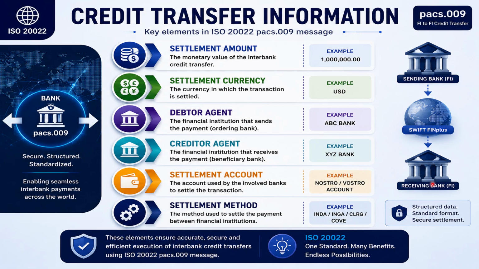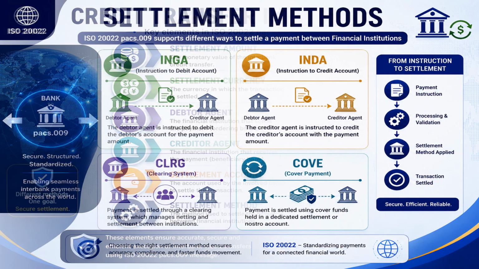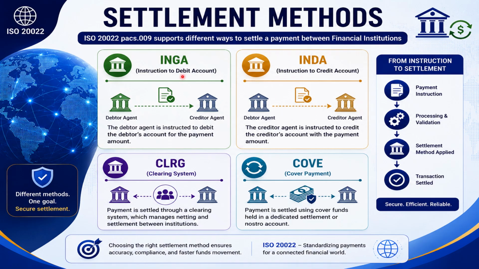PACS009 supports different settlement methods. INDA means settlement through the instructing agent. INGA means settlement through the instructed agent. CLRG indicates settlement through a clearing system. And COVE is used for cover payments, where funds are settled separately from the payment instruction. Understanding these methods is important for real-world banking implementations.